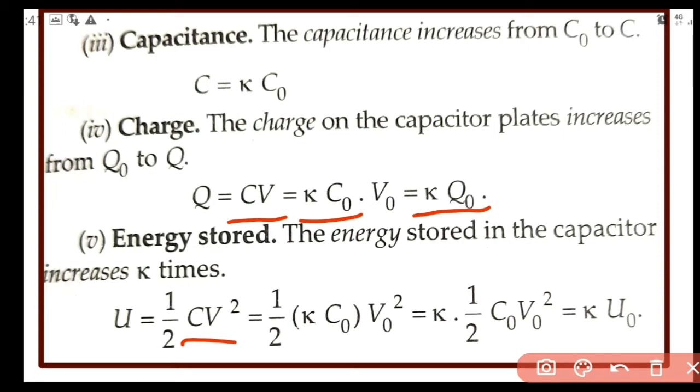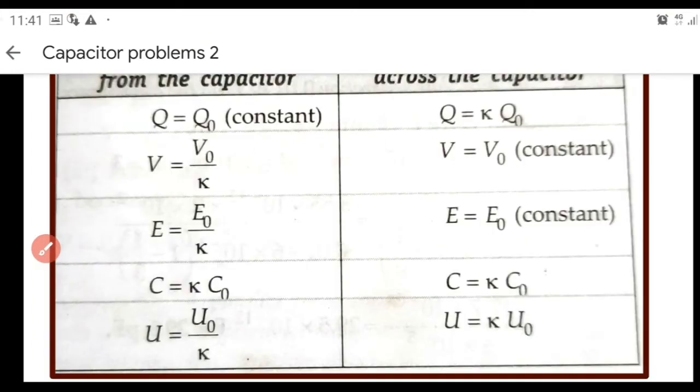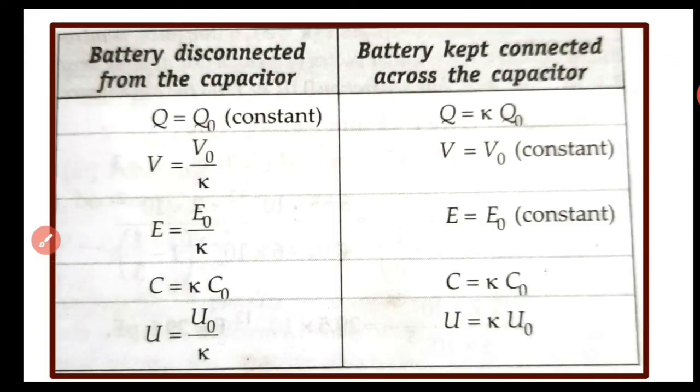Dielectric slab. So the same thing we are discussing once again as a comparison, because these two concepts are very important. Battery disconnected and battery kept connected. So what is the case here? When battery is disconnected, Q is Q0, that is constant. Then everything is decreasing, only capacitance is increasing. C becomes K times C0. Everything else decreases by a factor K.